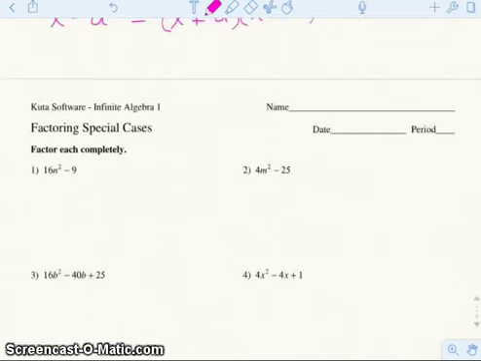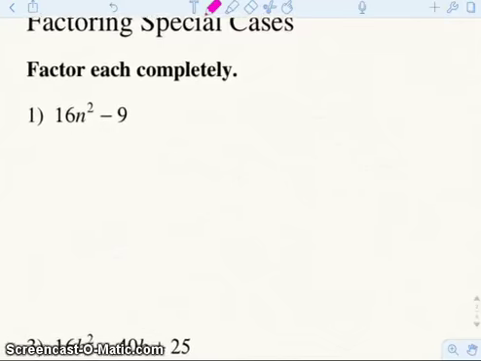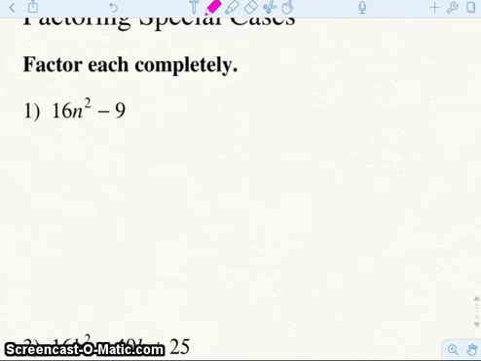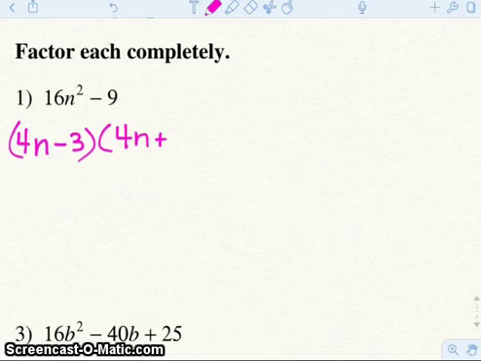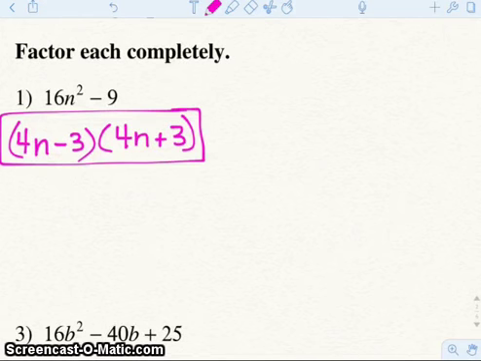So let me show you that example right here. I look at this and I ask myself, is it a quadratic trinomial? No, so it's a special case, and this is a special case right here. It's a difference of two squares. So this first one, 16, is a perfect square. The square root of 16 is 4. The square root of n squared is n, and the square root of 9 is 3. So I'm going to write this as 4n minus 3 times 4n plus 3. And that would be my final factored answer.